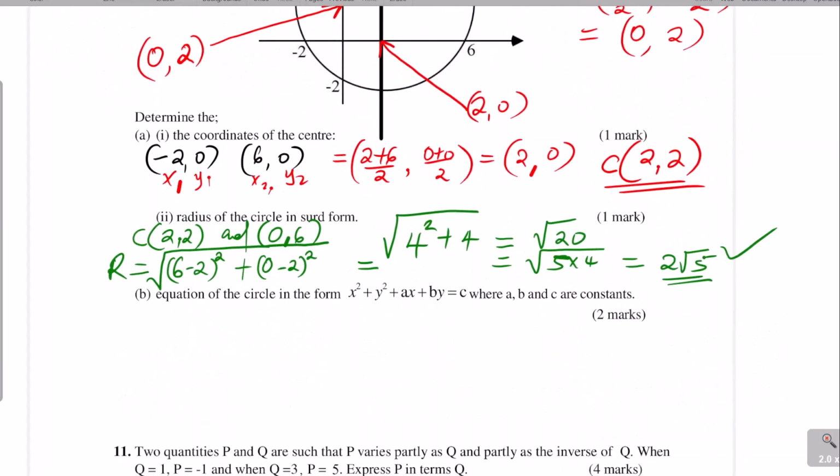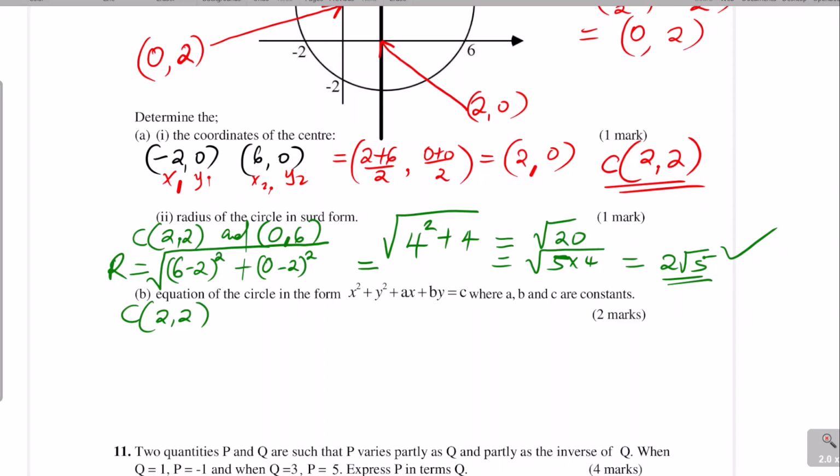Then finally, the equation of the circle in the form x squared plus y squared plus ax plus by is equal to c, where a, b, and c are constants. Having the center as (2, 2).